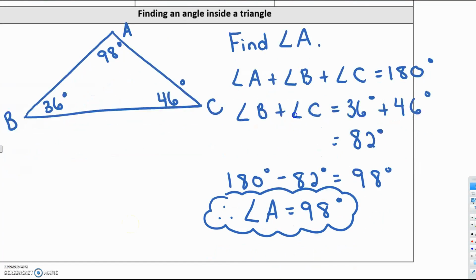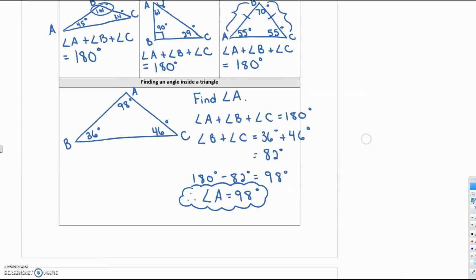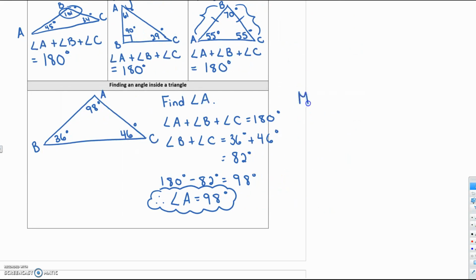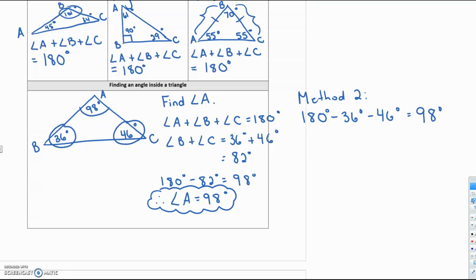Another way of doing this, so method 2, if you just want to put it on the side, it doesn't really matter where you write it, as long as it's on your sheet. Method 2 is knowing that when you add up all three angles, it gives you 180. So if you know that it's 180 and you're only given the two angles, so originally we were only given these two angles, instead of adding and then subtracting, you can just take 180 and subtract the two that are given right away. If you do try this, you will get the answer 98 degrees right off the bat. So method 2 is slightly faster, but sometimes a little bit harder to remember.